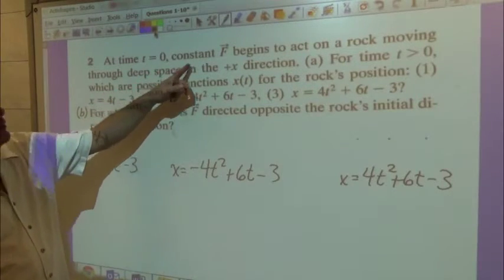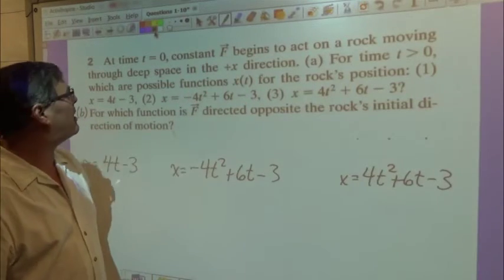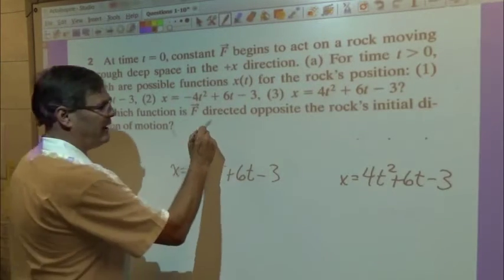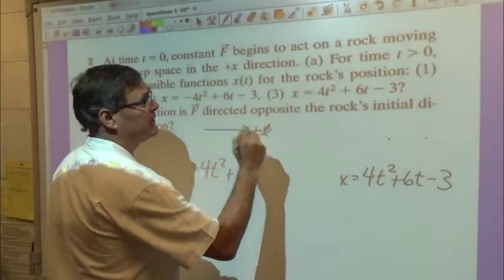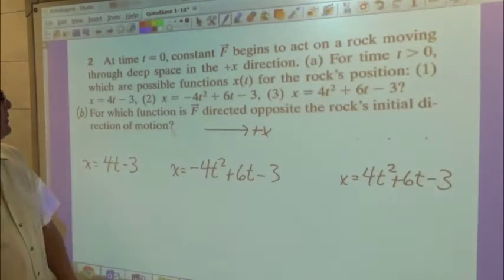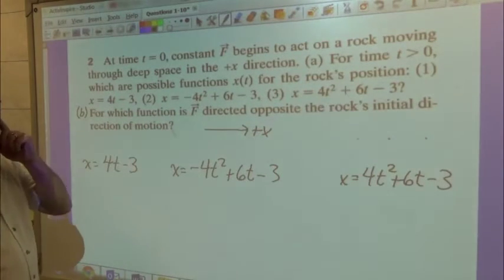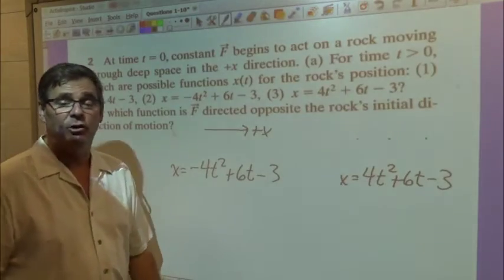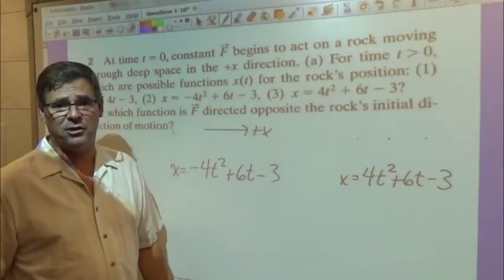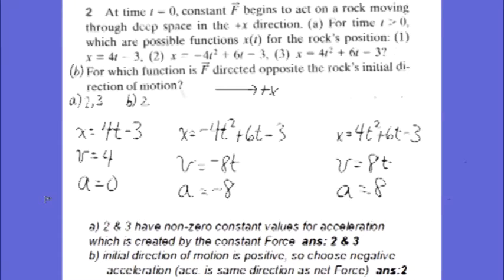Question 2. At time t equals 0, a constant force begins to act on a rock moving through deep space in the positive x direction. For times greater than 0, which are the possible functions for the rock's position? So we know that the derivative of position is velocity.